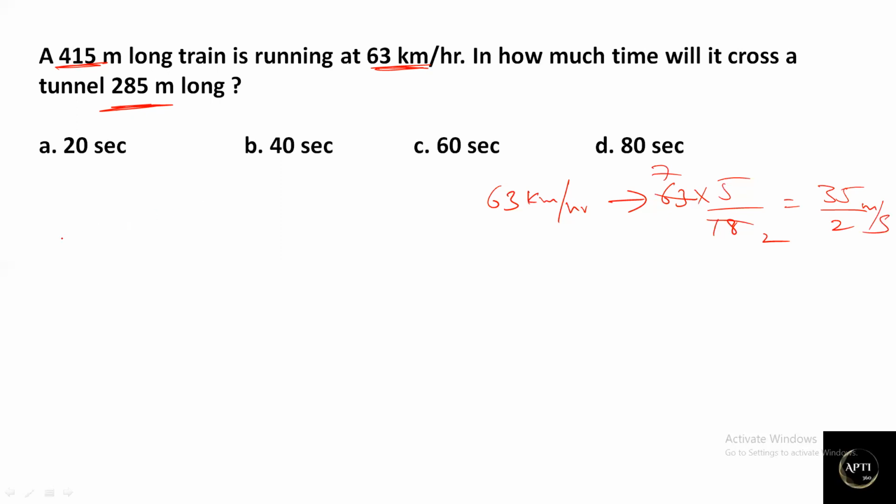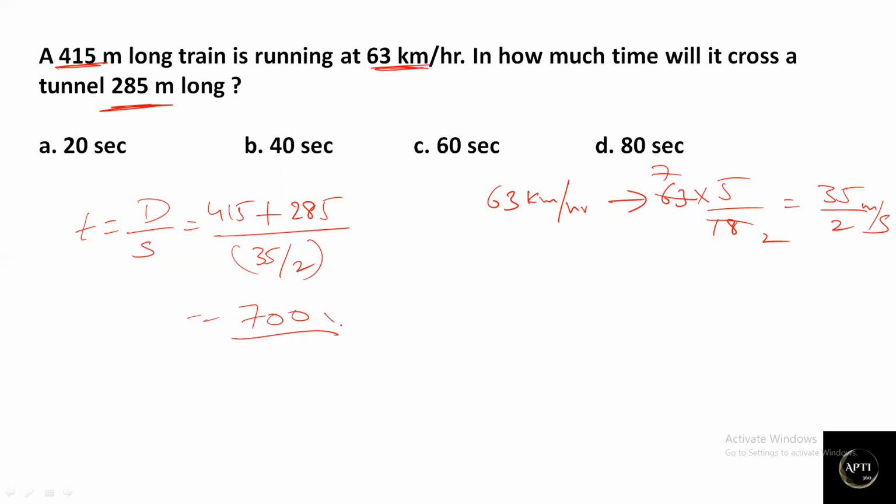Now directly I can say that time is equal to distance by speed. What's the distance here? 415, the length of the train, plus 285, the length of the tunnel, divided by the speed. We have to consider both lengths as the distance. So what will be the speed? 35 by 2 meters per second. What is 415 plus 285? It is 285 plus 15, 300. 400 plus 300 is equal to 700. 700 divided by 35 by 2 becomes 700 times 2 divided by 35.